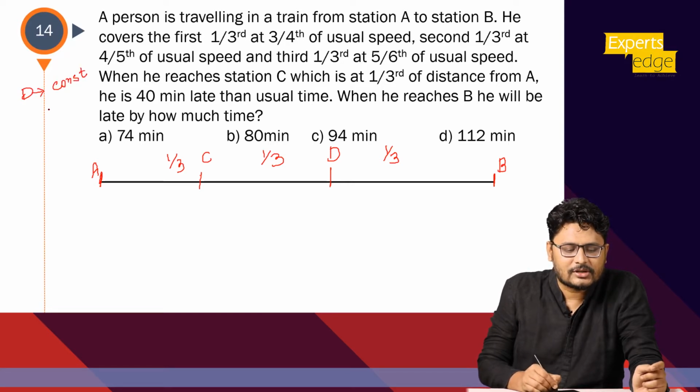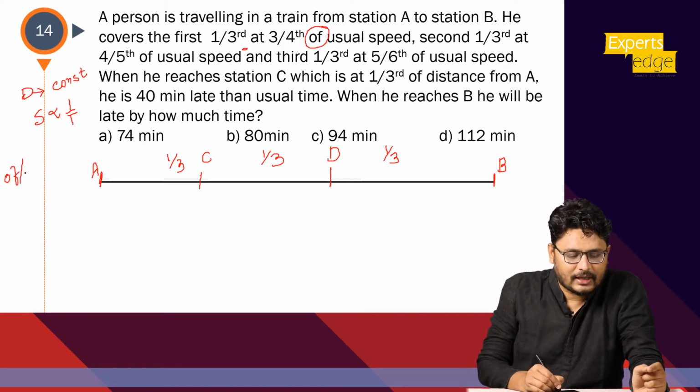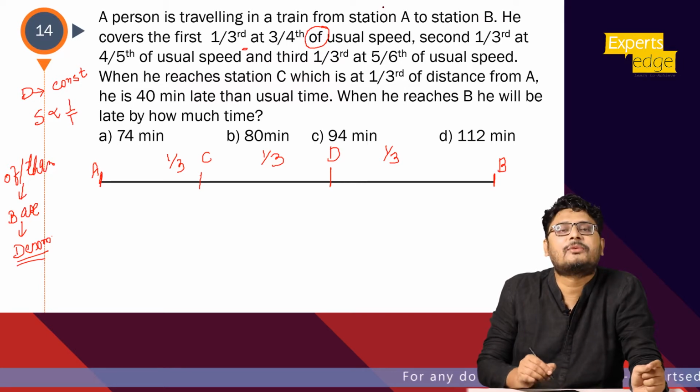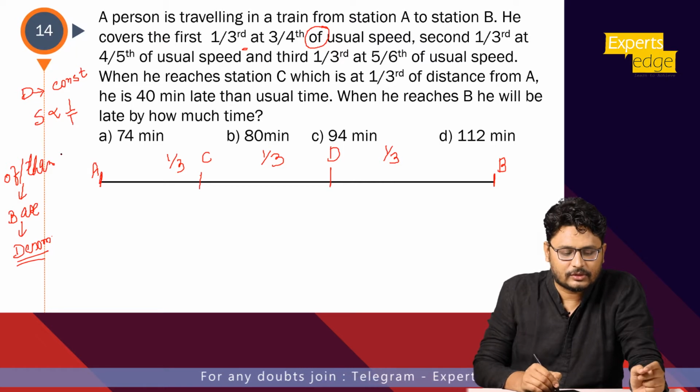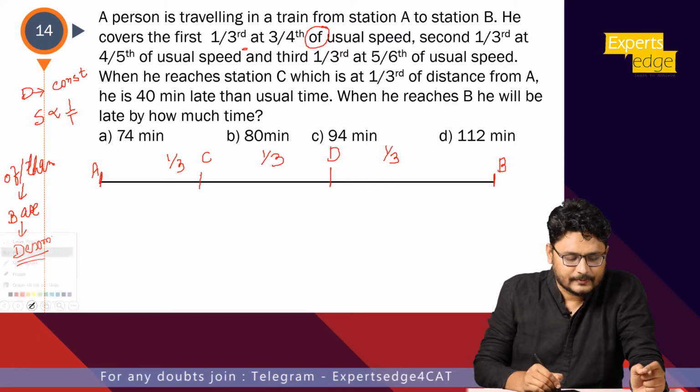और जब भी distance constant होता है हम क्या करते हैं? Speed is always inversely proportional with the time. Also note here 3/4 of the usual speed. Just remember जो भी of या than के बाद होता है वो हमेशा क्या होता है? बेस होता है, और बेस हमेशा डिनोमिनेटर में आता है. ठीक है. सो यहाँ पे जो मेरा 4 है, 4 रिप्रेजेंट्स व्हाट? यूजुअल स्पीड. 4 का 3 हो गया. सिमिलरली 5 एंड सो ऑन सो फोर्थ. ठीक है. सो नाउ लेट्स सॉल्व दिस.